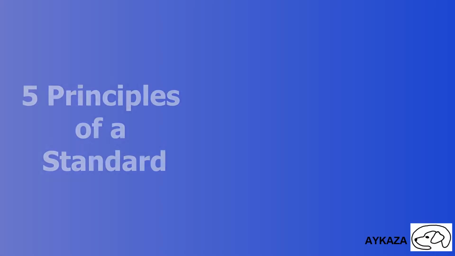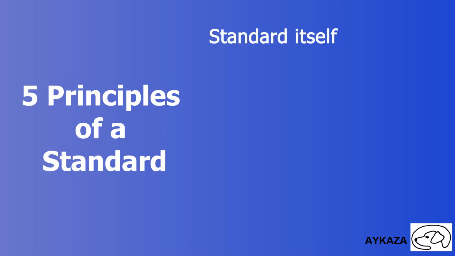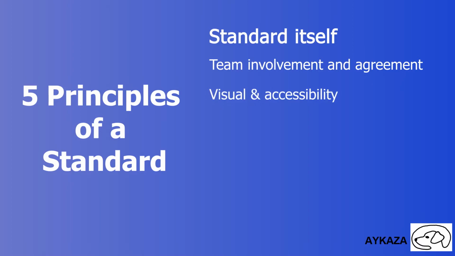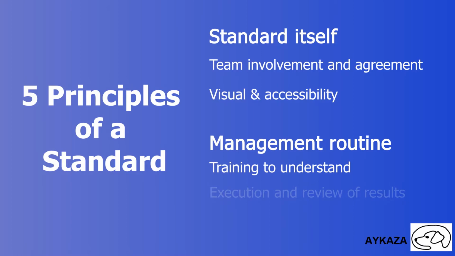The 5 principles you need to go through when creating a standard are: first, in the standard itself, your team involvement and agreement, and making sure it's visual and accessible. For the management routine, you need to train to understand, execution and review of the results, and update and approve. Let's look a bit more in detail at these points, starting with team involvement and agreement.